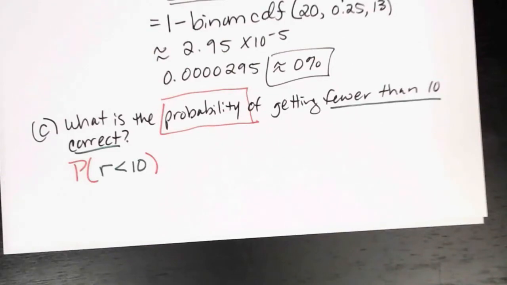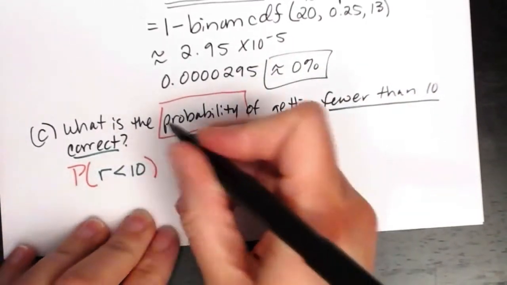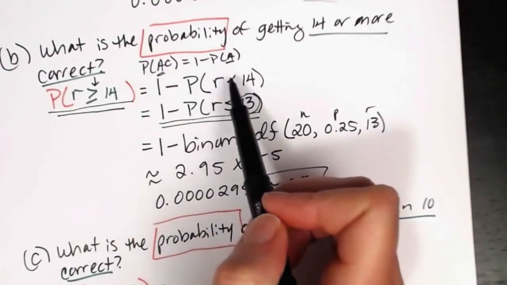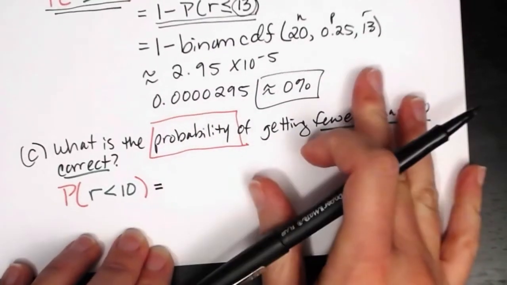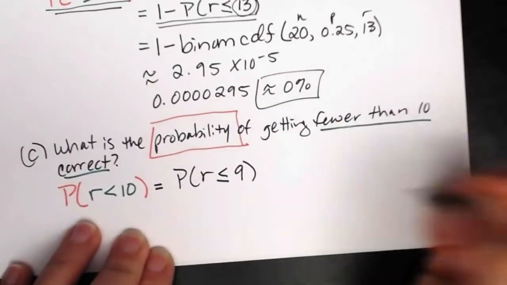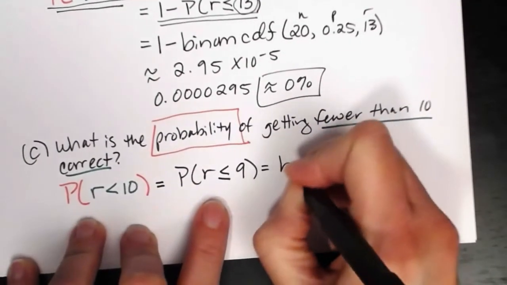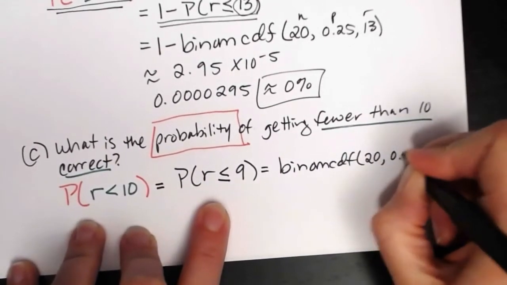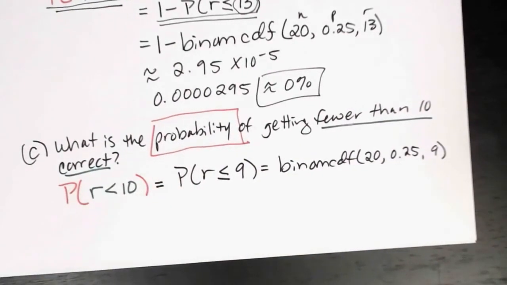Now into the calculator, again, I need to have a less than or equal to here to use binom CDF, and right now I don't have that. But unlike the previous example, I'm not going to need to use the complement rule because I don't need to get the inequality sign to flip around. I just need to get an or equal to underneath it. So if I have less than 10 correct, then I must have 9 or fewer problems correct. I can just knock that number down by 1. And that's what's going to go into binom CDF. Okay, 20 problems, probability of success 0.25, and 9 is the value for my probability statement.